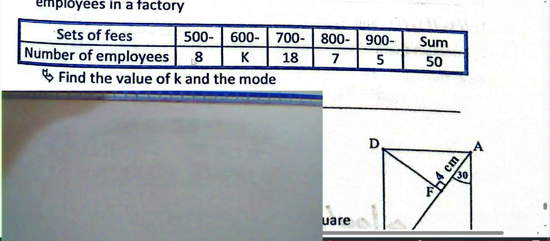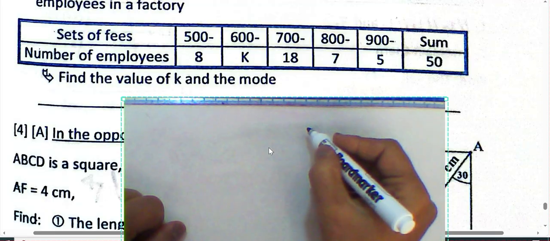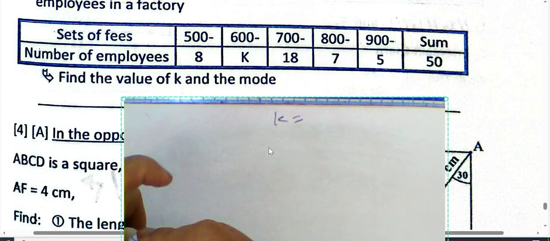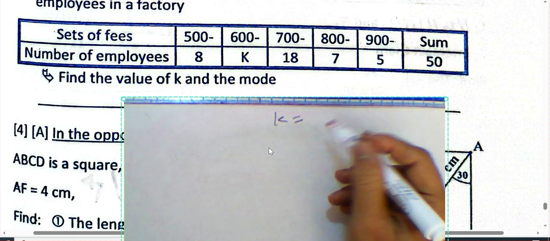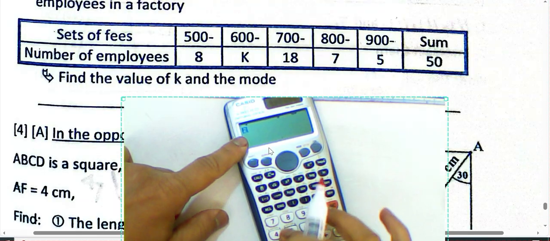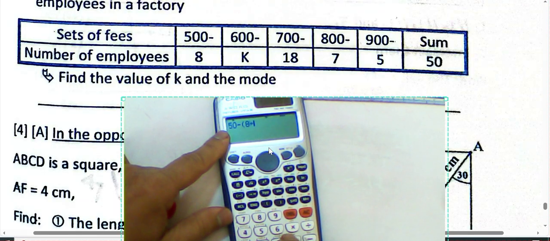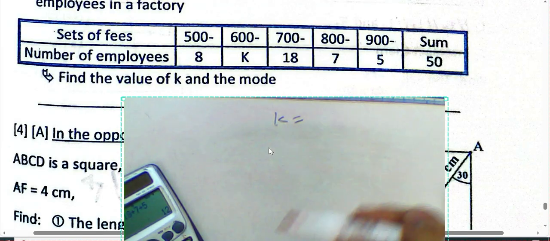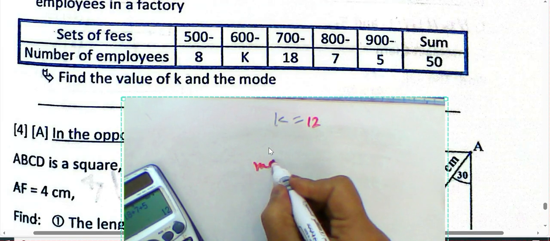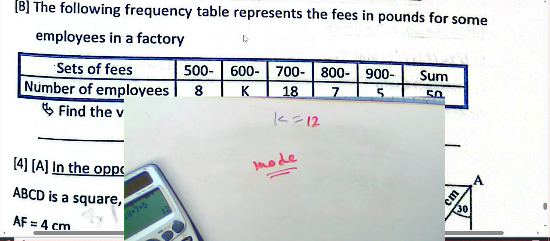Next question. We want to find the mode of this frequency. Okay, first we can find the value of k. We can add all together and then find the difference from 50. 50 subtract the sum of all the repeating frequencies: 8 plus 18 plus 7 plus 5. Then the value of k was 12. For the mode here, look at the most repeating.